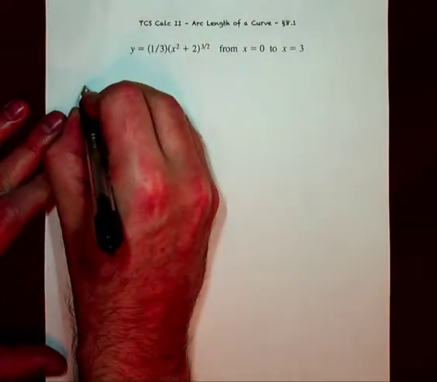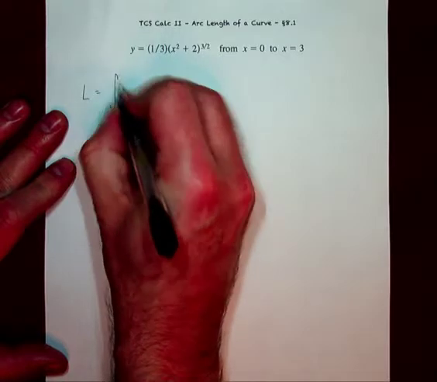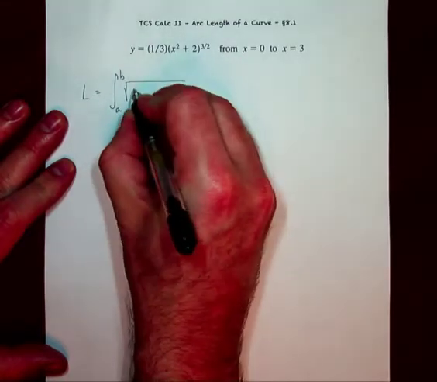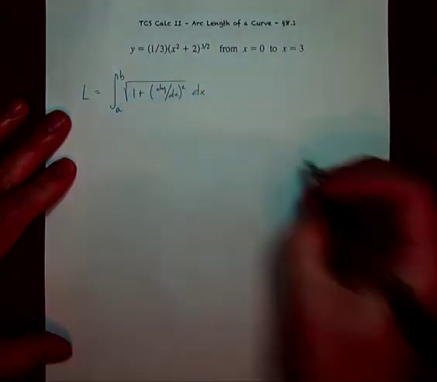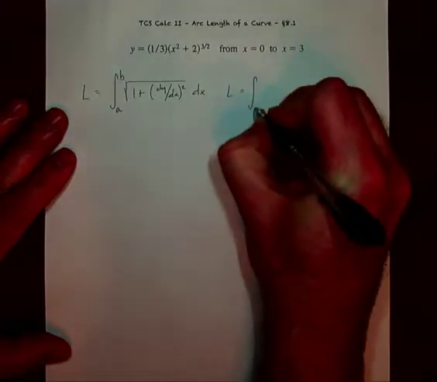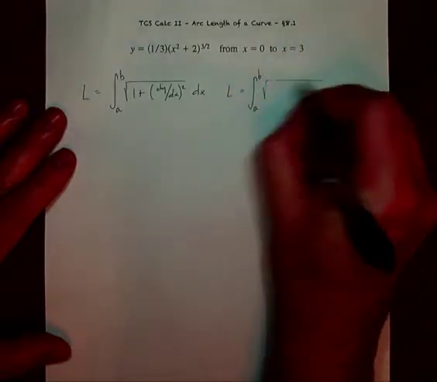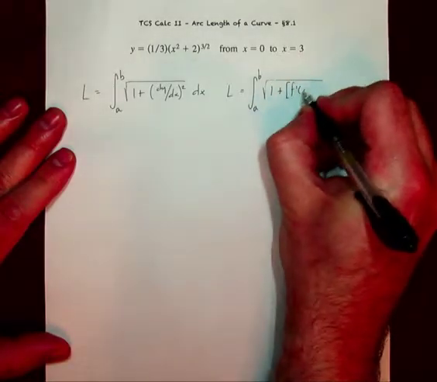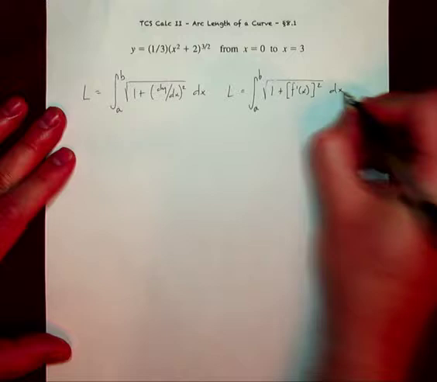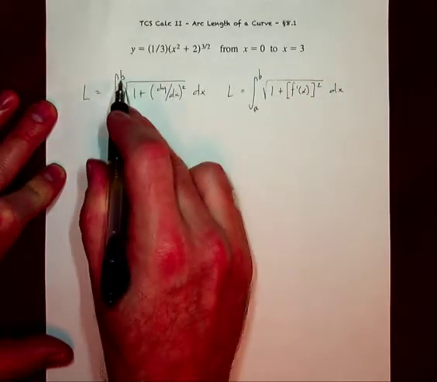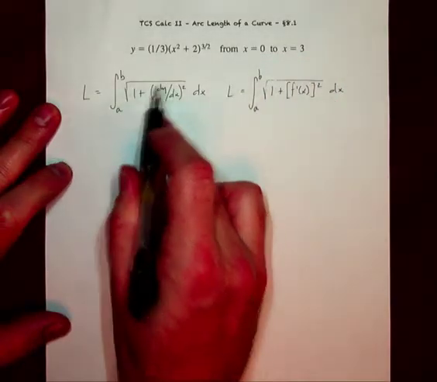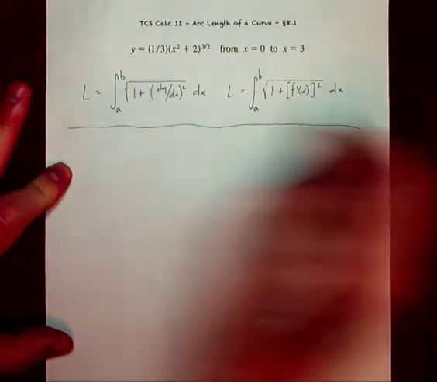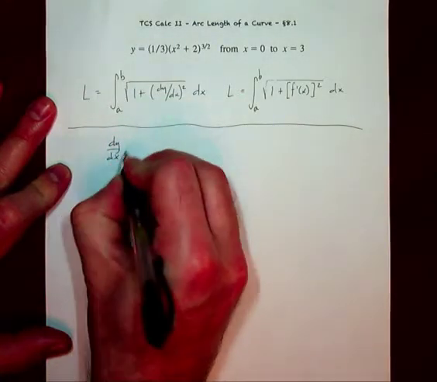We already know that. But we remember that if we're looking for the length, and I need to go from A to B, I need the integral of the square root of 1 plus dy/dx squared dx. Alternatively, if you have it in function notation, it's 1 plus f prime of x squared dx. Either way, I need A, I need B. I have A, I have B. All I need now is my dy/dx.